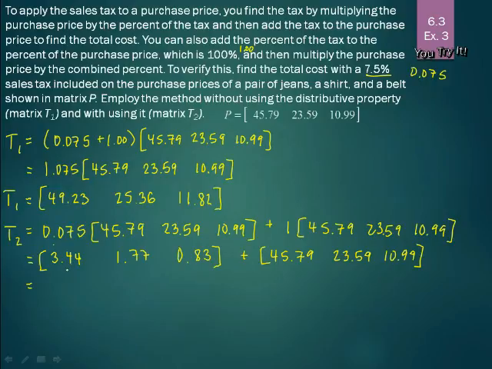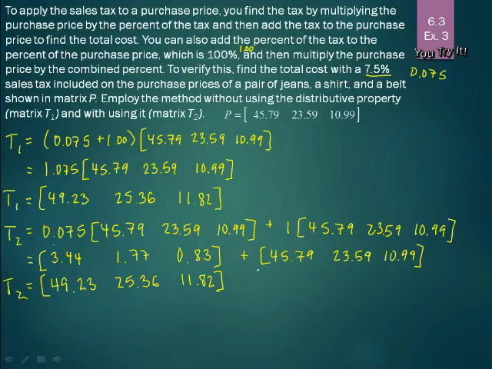So 3 and 44 hundredths plus 45 and 79 hundredths, and I'm just using a calculator for these, gives us 49 and 23 hundredths. 1 and 77 hundredths plus 23 and 59 hundredths. Remember, we're just adding together corresponding entries. Gives us 25 and 36 hundredths. And 83 hundredths plus 10 and 99 hundredths gives us 11 and 82 hundredths. And so there we have T sub 2, and notice that it is the same as T sub 1.